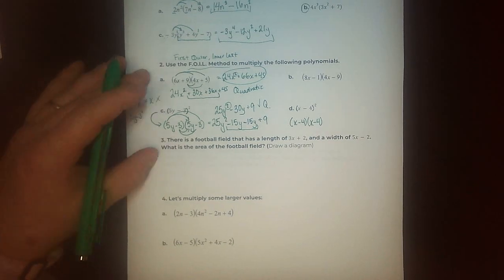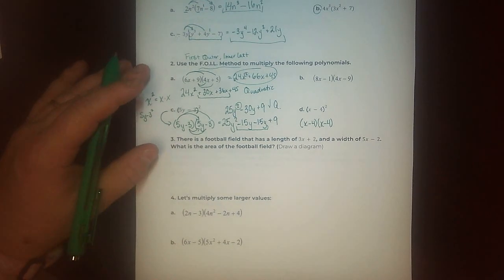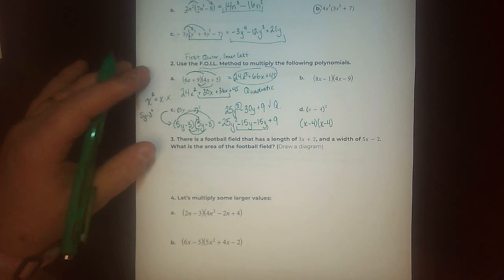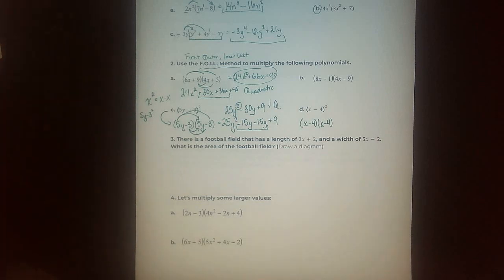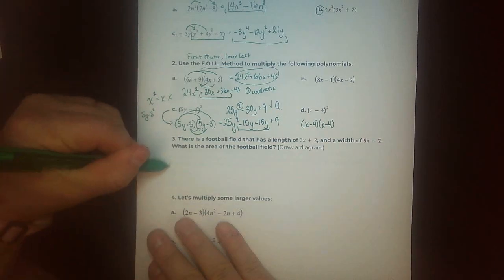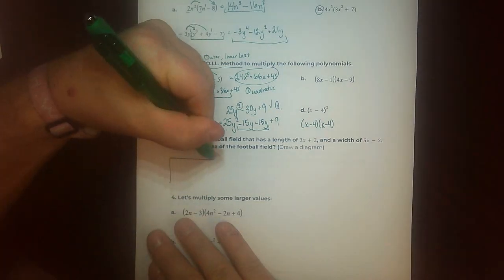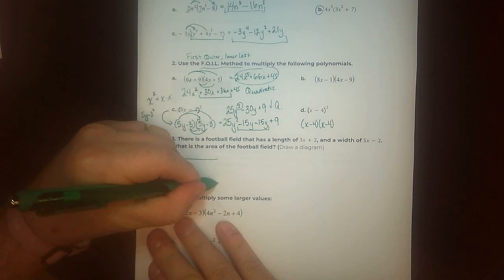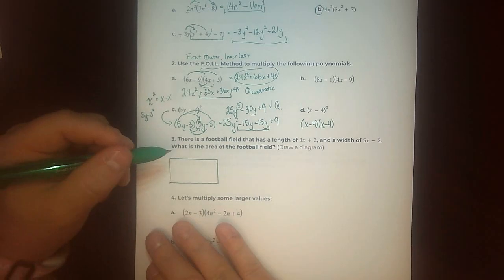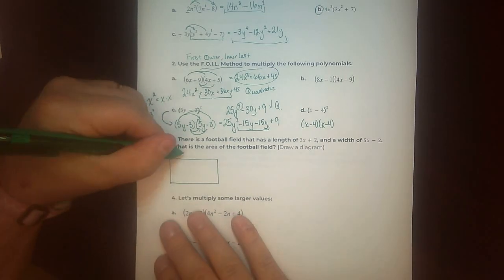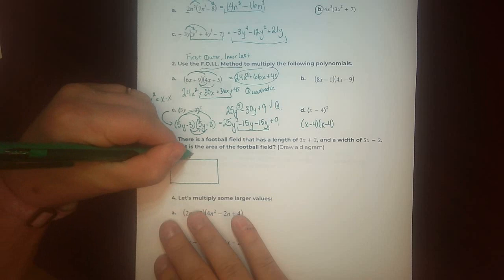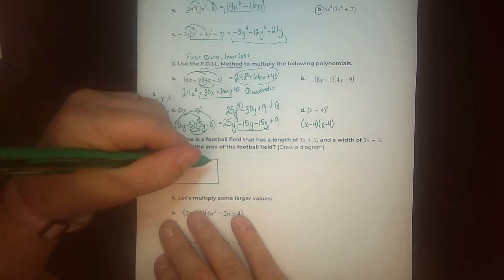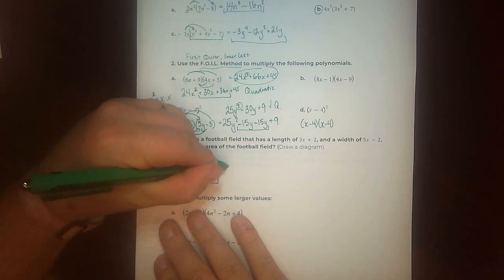So now number 3. There is a football field that has a length of 3x plus 2 and a width of 5x minus 2. What is the area of the football field? Draw a diagram. Well, this is very similar to what we did on that last page. What's a football field look like? Well, it's a rectangular shape, very simply like this. The length of the football field is 3x plus 2, while the width is 5x minus 2.